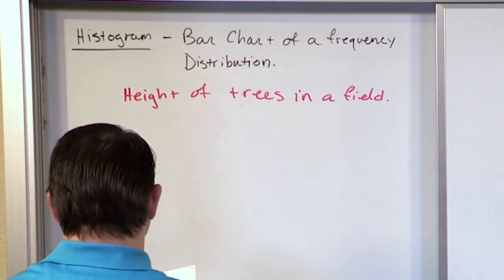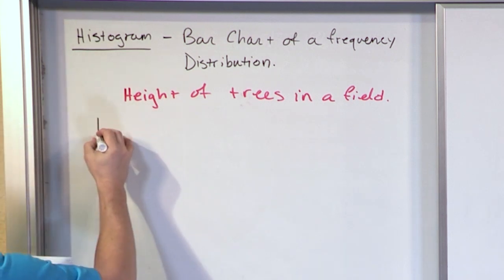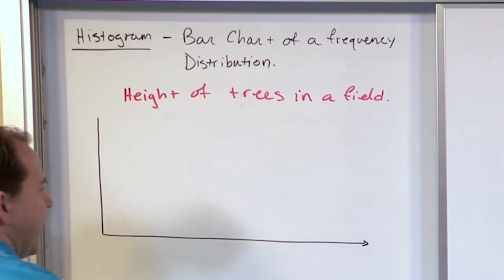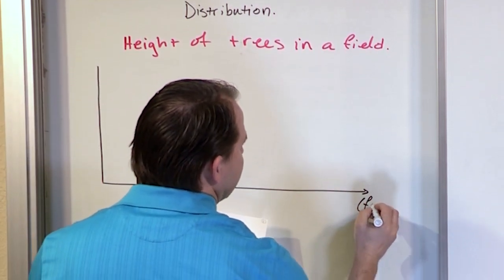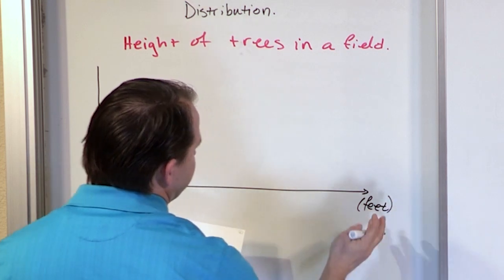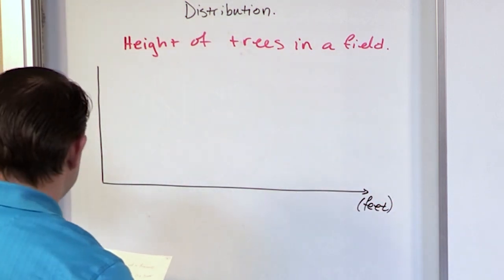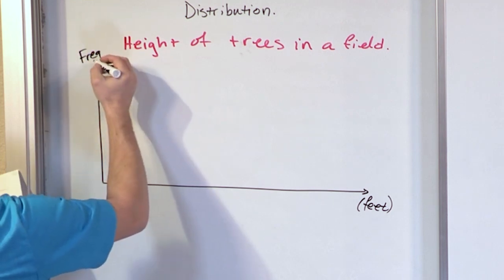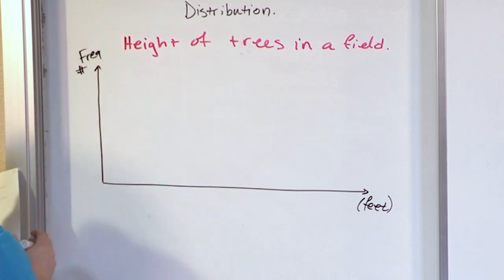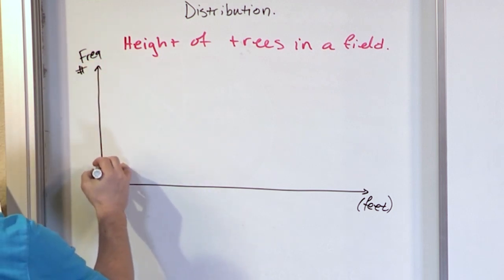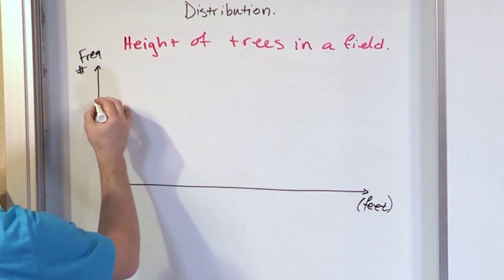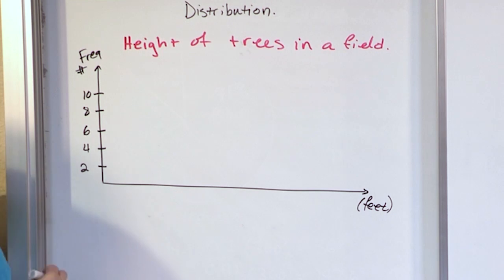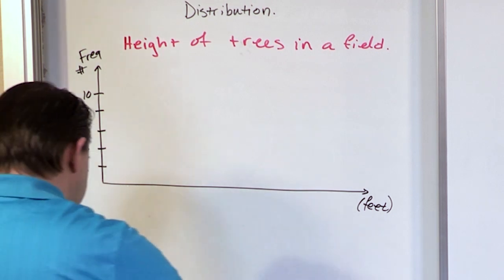So for instance, we would create something that looks like this. So we'd have our two lines right here, and this would be the height in feet of the tree. You could use meters or whatever, it doesn't matter, but in this case we're going to use feet. And this will be the frequency, which would be the number of trees there. And I have to have some kind of scale here, so I'll label it 2, 4, 6, 8, 10.